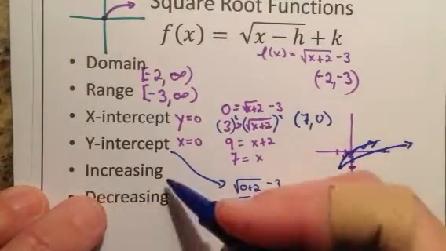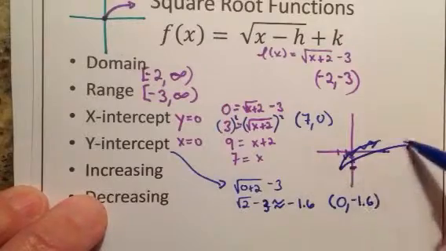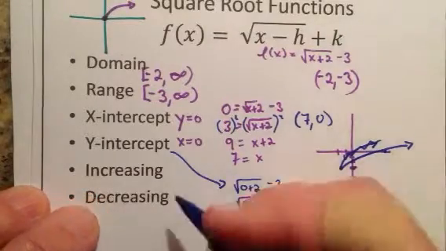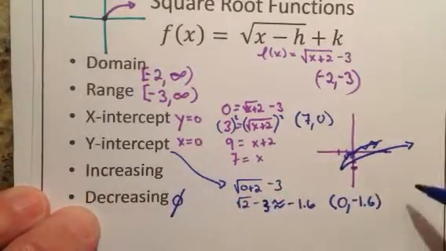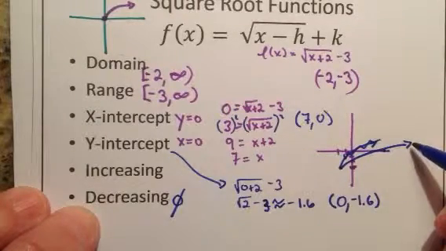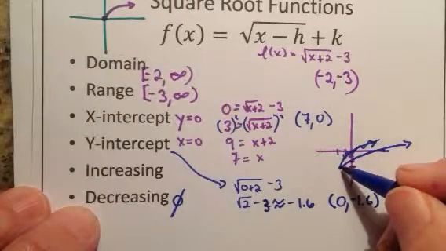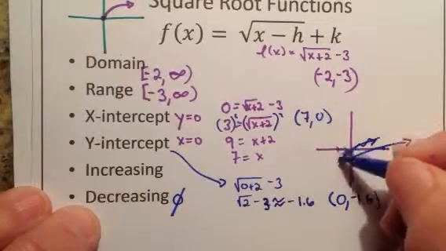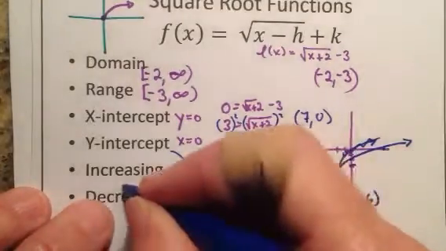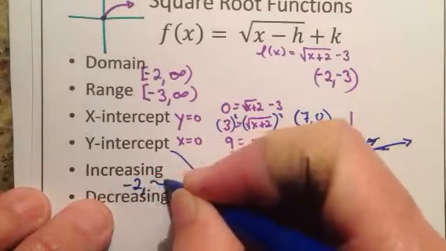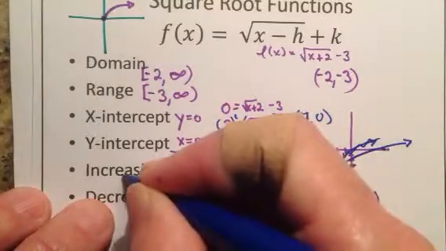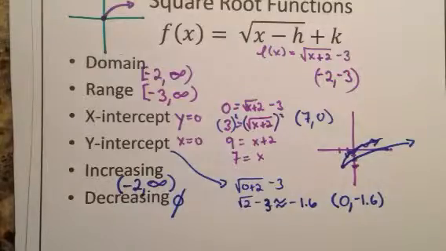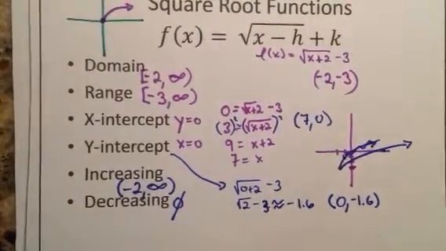Okay, so now let's see when it's increasing and decreasing. This graph is always going up. So there's not going to be any decrease on this graph, right? It's never switching around and going down. And it is always increasing. And remember, we're talking about our x values. So my x value starts at -2. So it's increasing from -2 forever. So it is increasing from -2 to infinity.